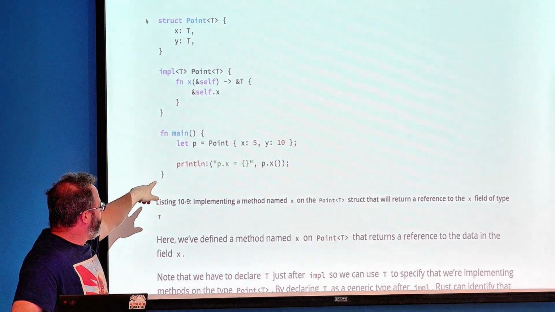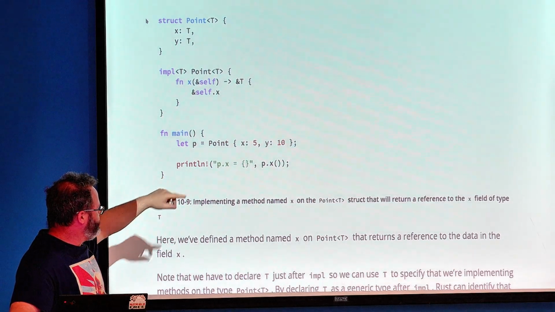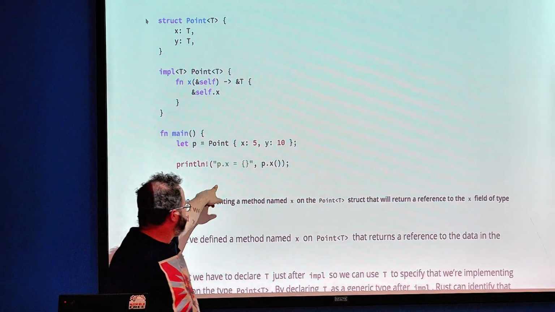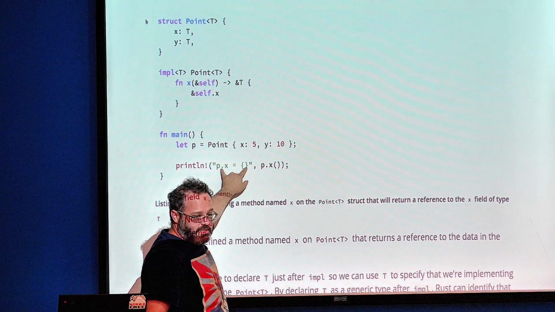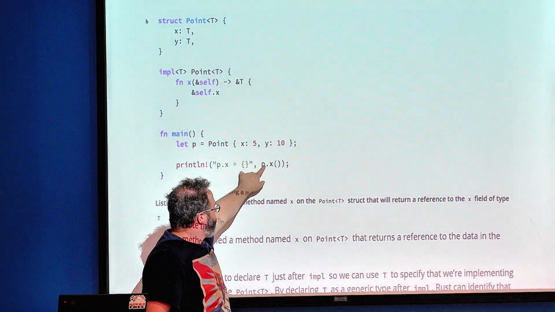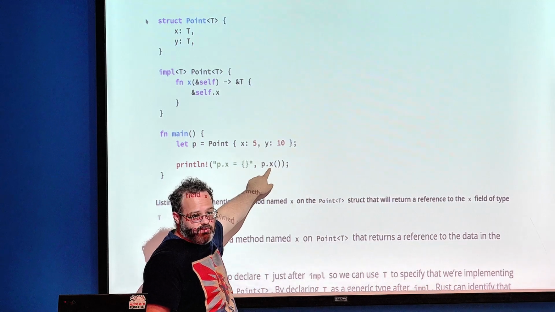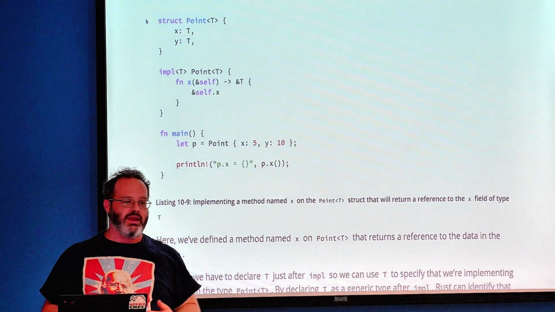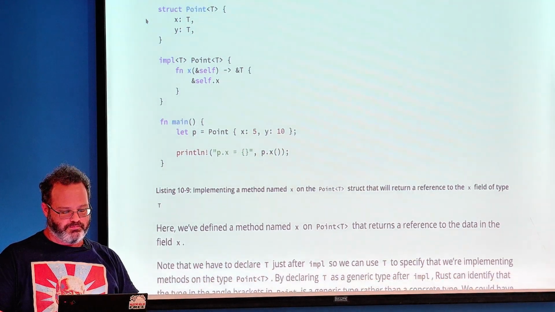But here we have this one, and we say let p equals 0.5 and 10, and then we are printing out p of x right here, so p.x. Now this is not code, this is just a string, right? So how are we accessing the x? We're accessing the x by using the method x, right? That is what we implemented above. So we're showing you how to write a custom accessor to that data you've got, right?